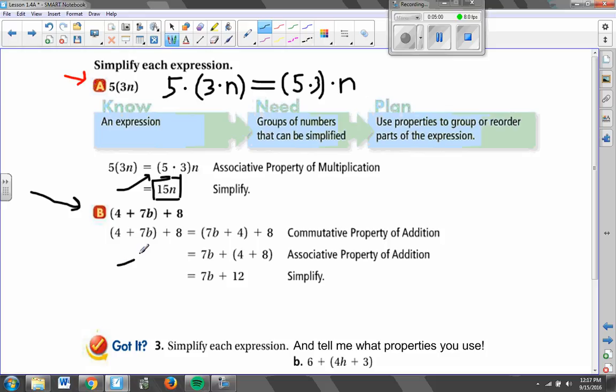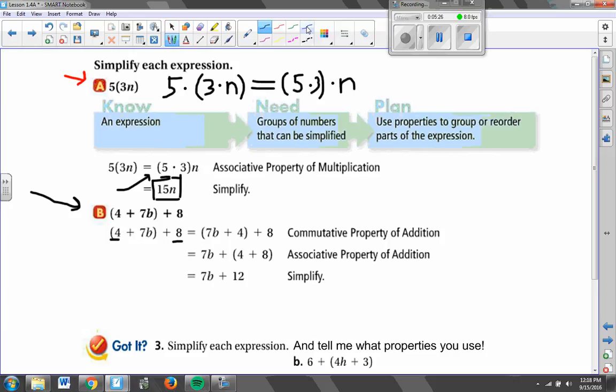The problem is because of the b that's on the 7 here, we can't actually add 4 plus 7b because those are not like terms, okay? They're not like terms at all. One has a b and one doesn't. So what we would like to do is combine the 4 and the 8, but they're so far apart that we have to try to get them closer together.